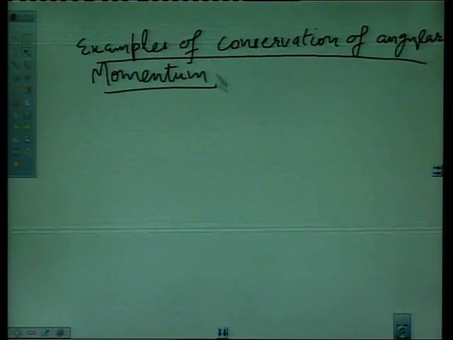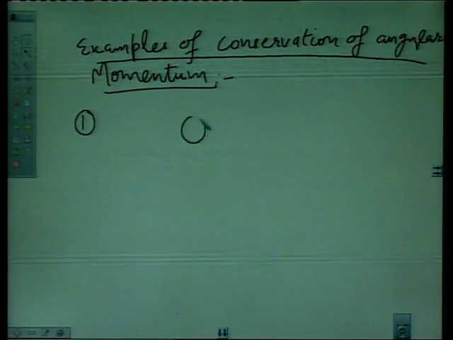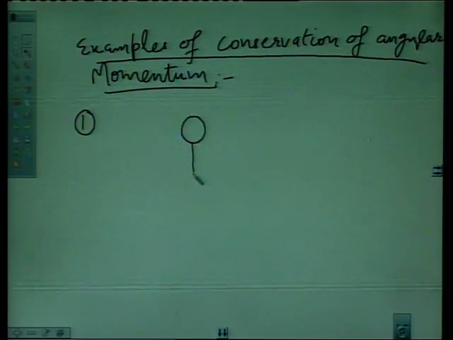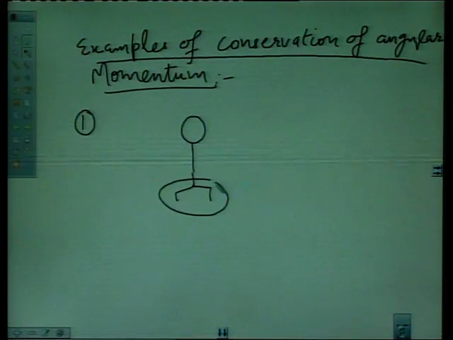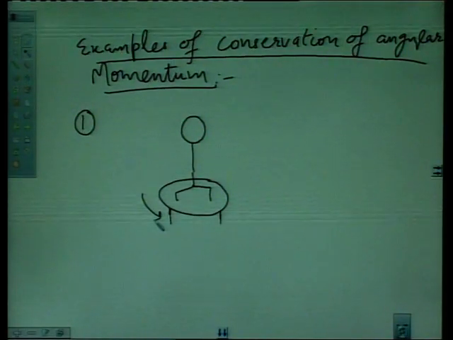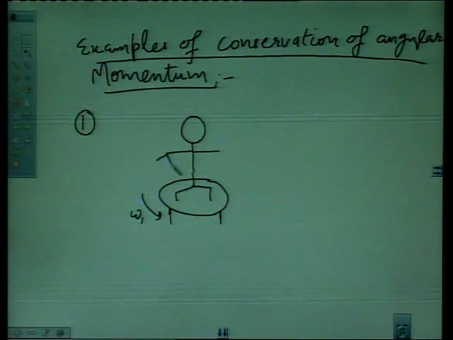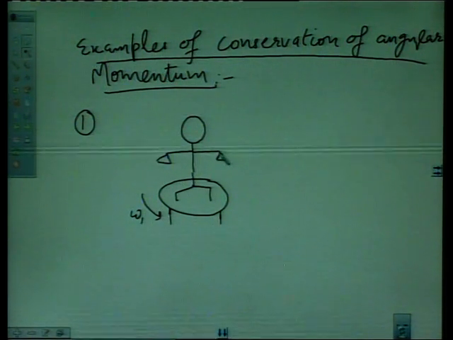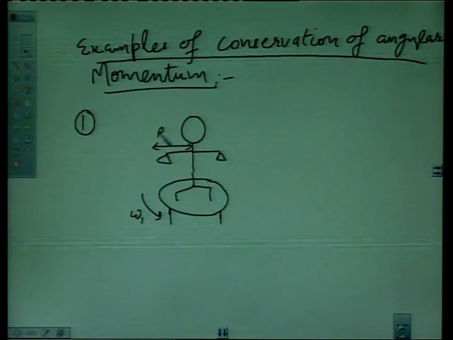So, the first example is, suppose we have a person standing on a rotating table. This is a table which is rotating. Suppose its angular velocity is omega 1 and the person is having some weights in his hands and he stretches his arms outside. So, the radius of his arms is r1.